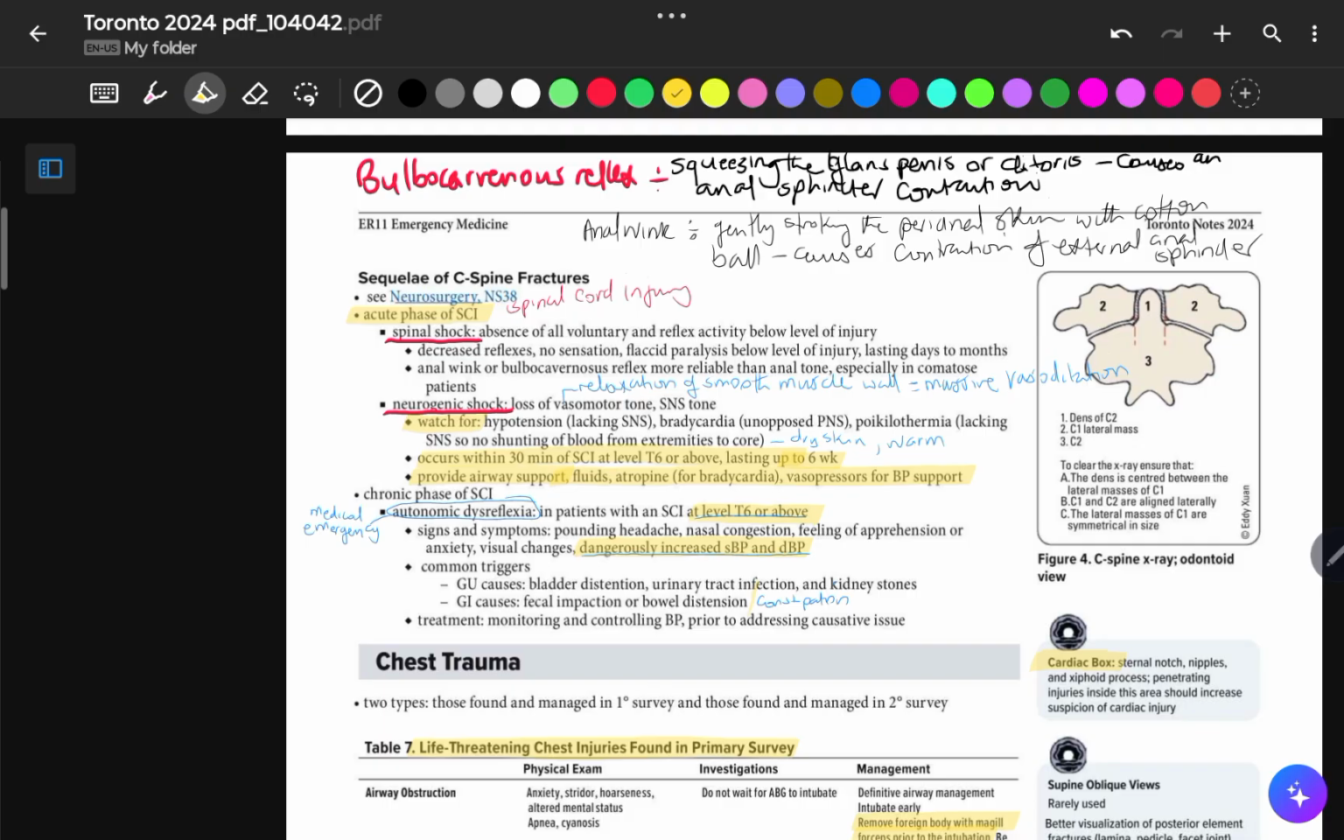And how would you treat this patient? Treat the underlying cause. Try and maintain the blood pressure. Monitor the blood pressure and control the blood pressure. Treat the underlying cause. If the bladder is distended, put in a catheter. If it's a urinary tract infection, treat the urinary infection. If they have constipation, you want to give them something to help them out, like some laxative. Okay.